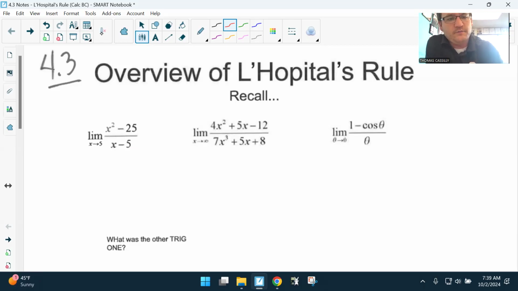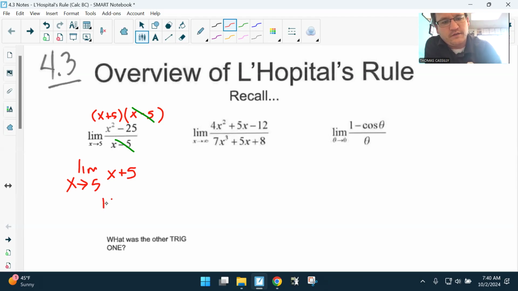So what we had to do is a little bit of arithmetic and work our way around it. Sometimes we had to factor and cancel. Sometimes we just had to distribute and see what cancels. Sometimes we got lucky and we could just plug it straight in. But in this particular problem, we just had to factor at the top and see that that x minus 5 does cancel. And we're left with the limit as x approaches 5 of x plus 5. And now we can just plug it straight in. So this equals 10, right?